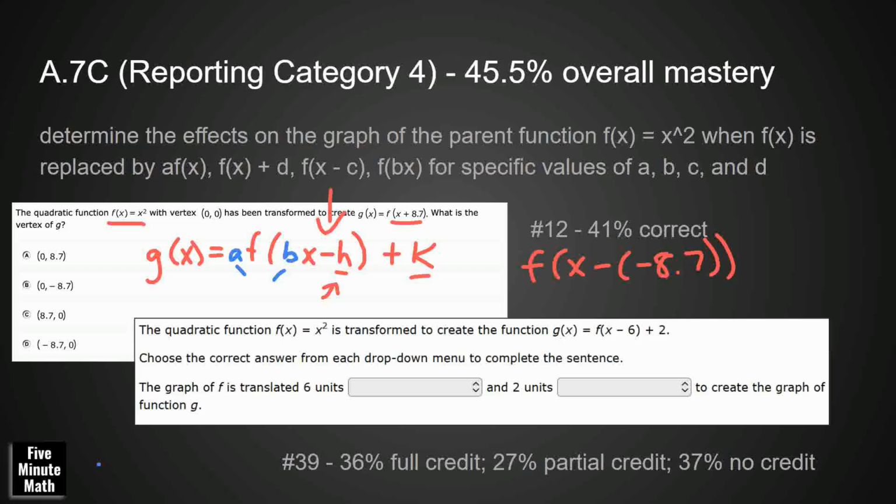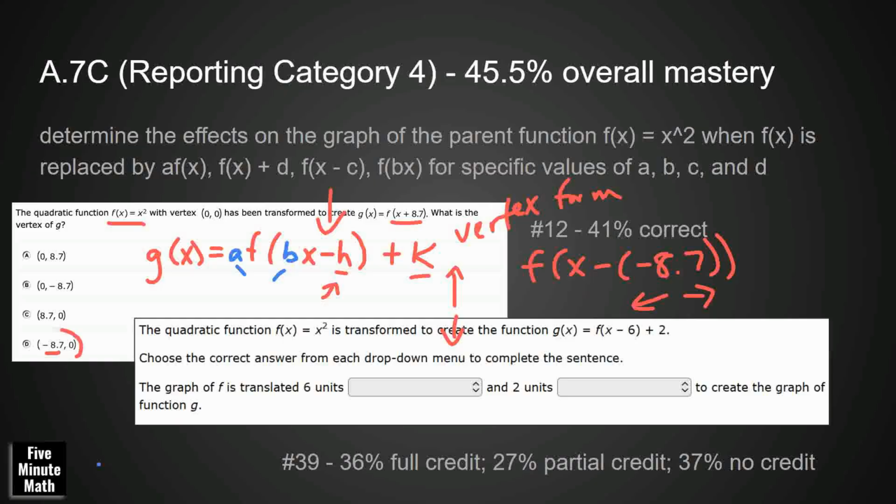Now my h term, look at this, h and k, does that remind you of anything? This should remind you of the vertex form, so it's all related, okay? So that h is going to be your x value. It goes left and right. And then your k is your y value. It goes up and down. So in this one, it's an x minus negative 8.7, which means my x value is moving everything over to the left. So it's going to be a negative 8.7.